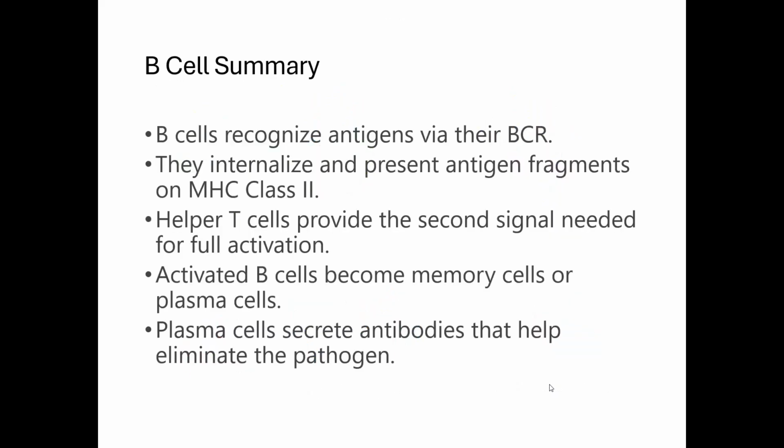So, B cell activation summary here. B cells are going to recognize antigens by their BCR. It's a very specific interaction. Once they recognize that antigen, they internalize it, and they present it with an MHC class II on their surface. That will then help helper T cells to recognize that B cell and do a full activation. Once B cells are fully activated, they start producing two types of cells known as memory cells and plasma cells. It's the plasma cells which secrete those antibodies, which are going to help eliminate that pathogen or antigen which elicited the original response. So this is just one step in many in the specific immune functions.